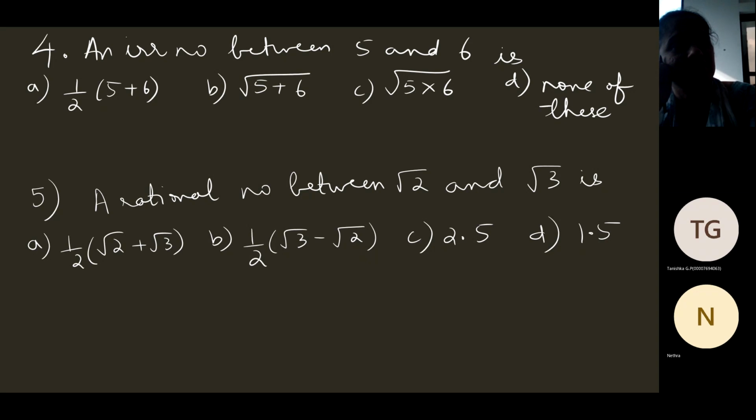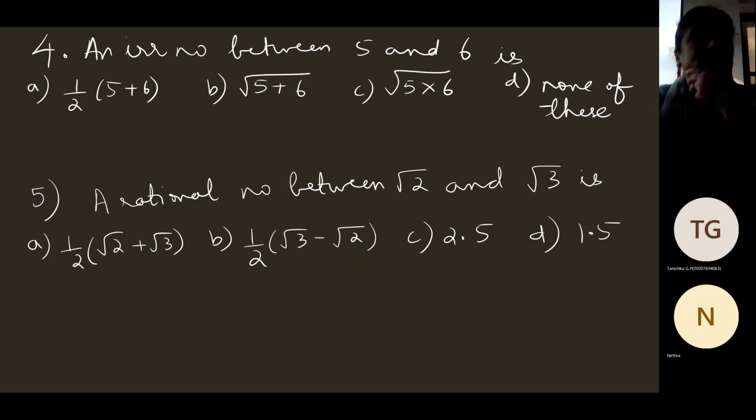Root of 5 plus 6, root 11. What is root 11? 3 point something, right? Because 3 3s are 9, 4 4s are 16. So 11 lies between 9 and 16, so it will be 3 point something. It will be a non-terminating, non-repeating decimal. But it's 3 point, it's not between 5 and 6. So leave it. C. D is none of these.